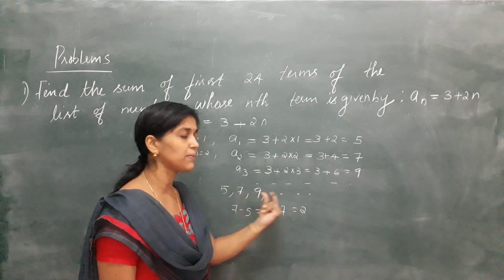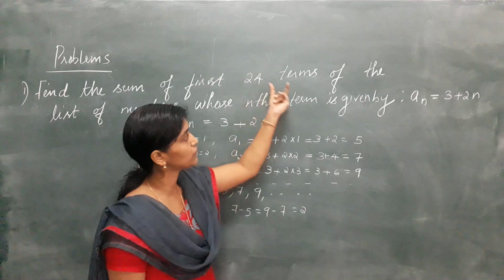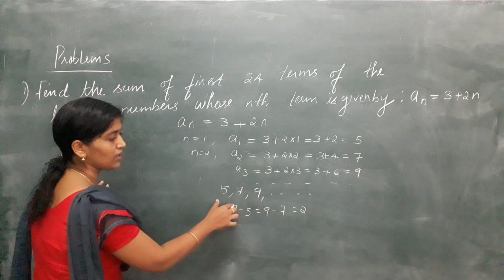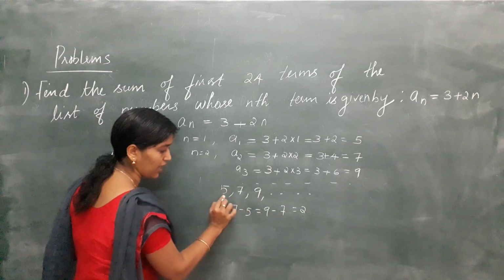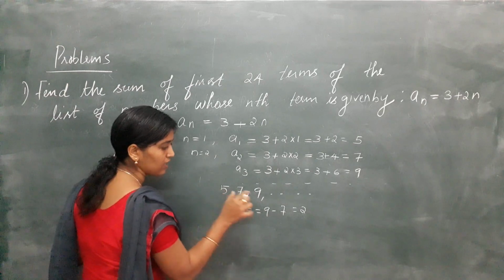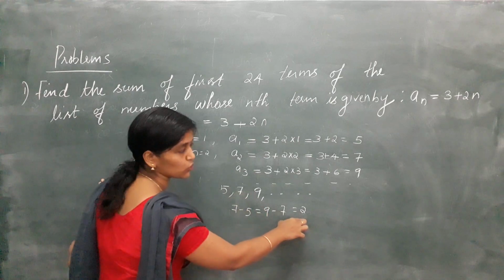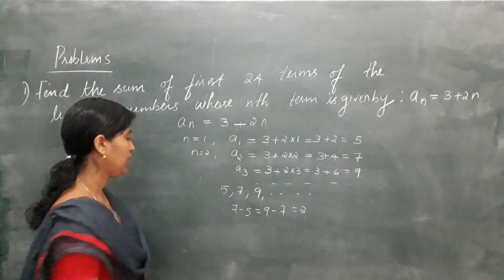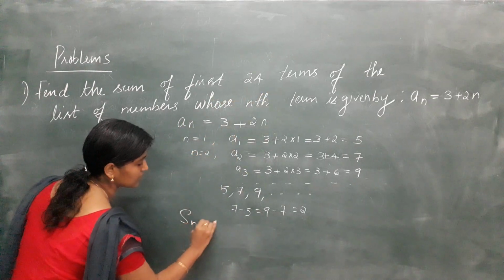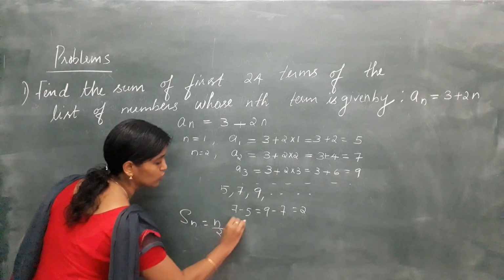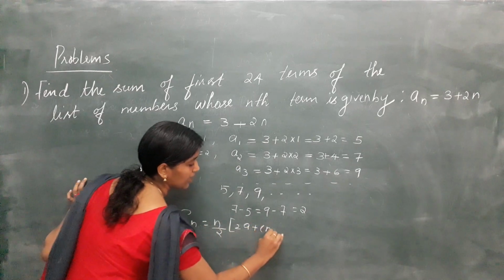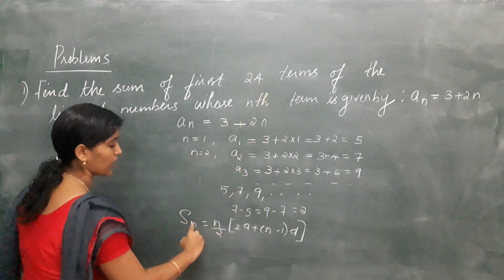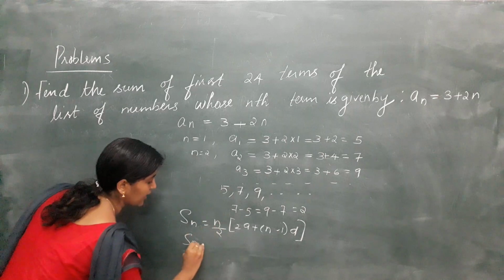After saying the list of numbers form an AP, you can find the sum of 24 terms using the formula of AP. Now we found here this list, first term is a, which is equal to 5, and the common difference d is equal to 2. Now you can use the formula to find the sum of first 24 terms. For that we have the formula Sn is equal to n by 2 into 2a plus n minus 1 into d. Here we are asked to find sum of 24. So n is equal to 24. You have to find S24.